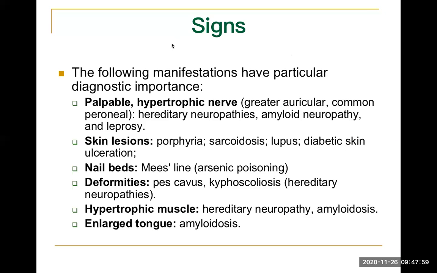When we examine these patients, what are the signs? The following manifestations have particular diagnostic importance regarding peripheral neuropathy. They are palpable and hypertrophic nerves. We usually palpate the great auricular nerve, common peroneal nerve, and the ulnar nerve.